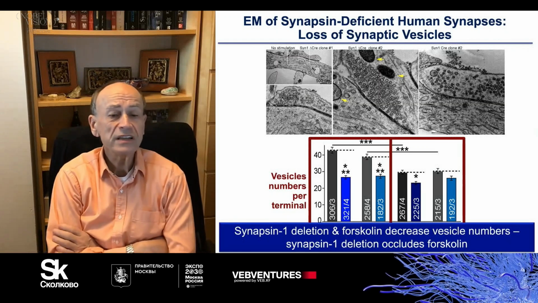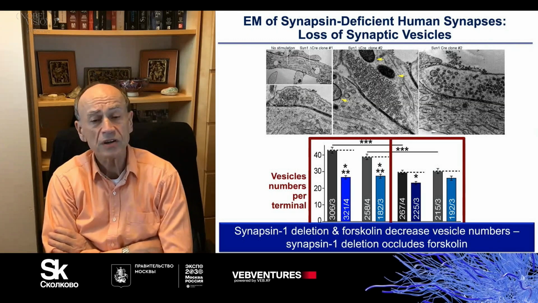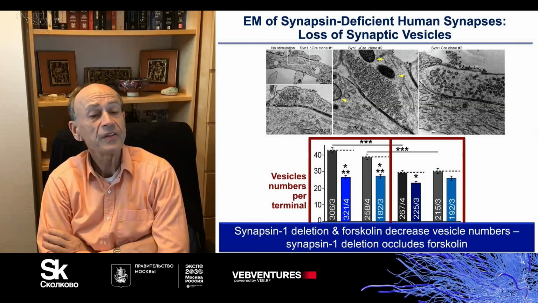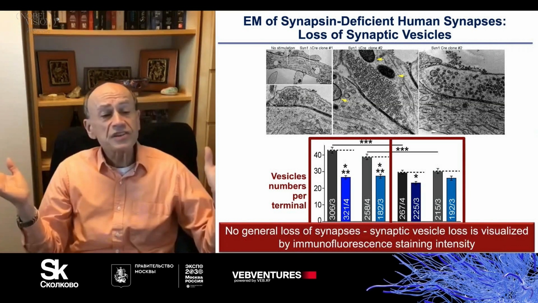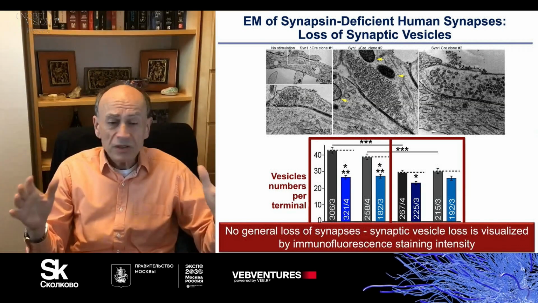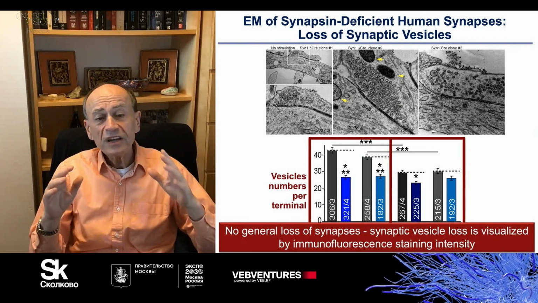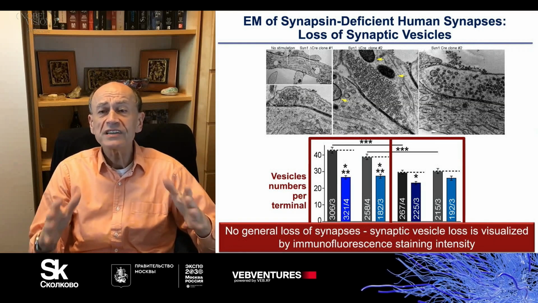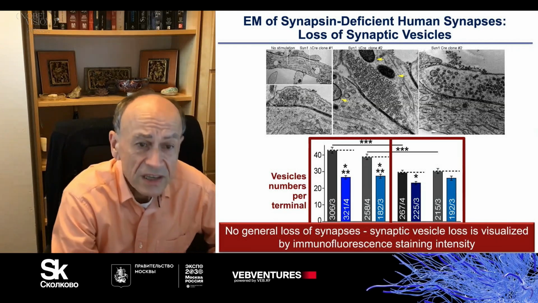The synapsin 1 deletion and the forskolin-induced phosphorylation of synapsin 1 decrease vesicle numbers, and thereby synapsin 1 deletion occludes forskolin. There's no general loss of synapses. The synapse number remains the same. It's the synaptic vesicle loss. And we can visualize the synaptic vesicle loss directly, even without electron microscopy, by immunofluorescence staining intensity.